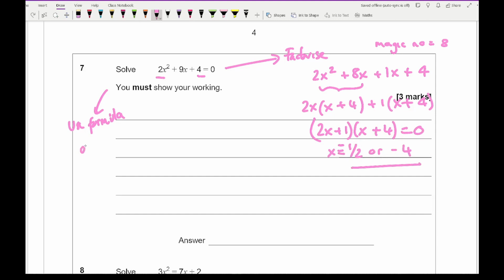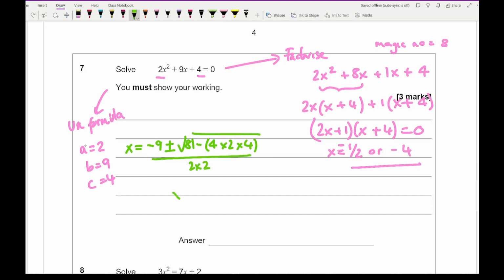If I use the formula, a equals 2, b equals 9, c equals 4. And if you are using the quadratic formula, you need to make sure that you're showing the substitution. So x equals minus 9 plus minus root 81 minus 4 times 2 times 4, all divided by 2 times 2. And again, you should get the answers of minus 0.5 or minus 4.